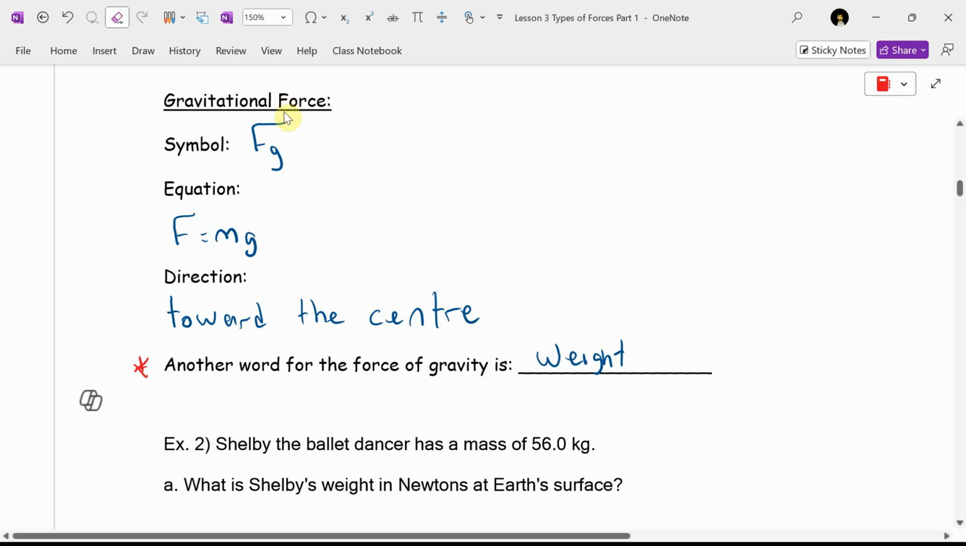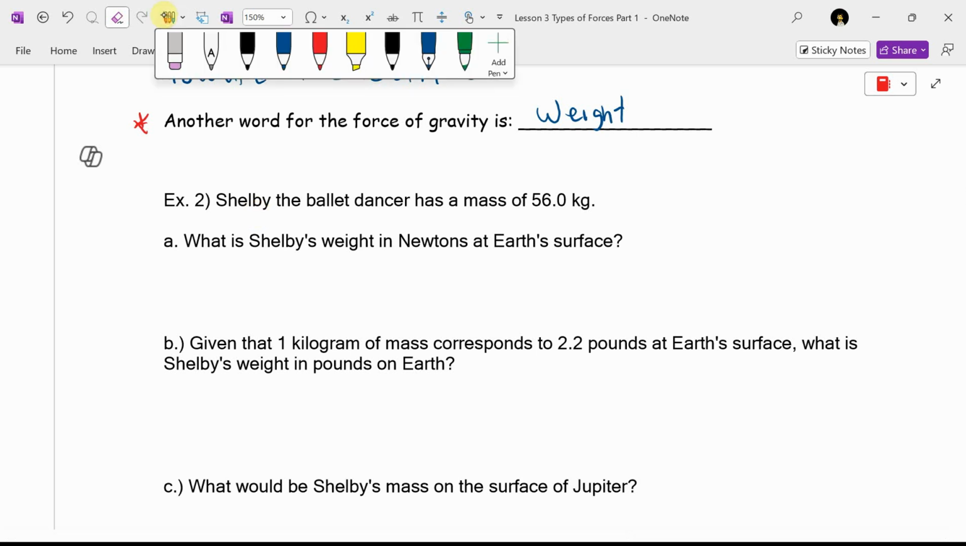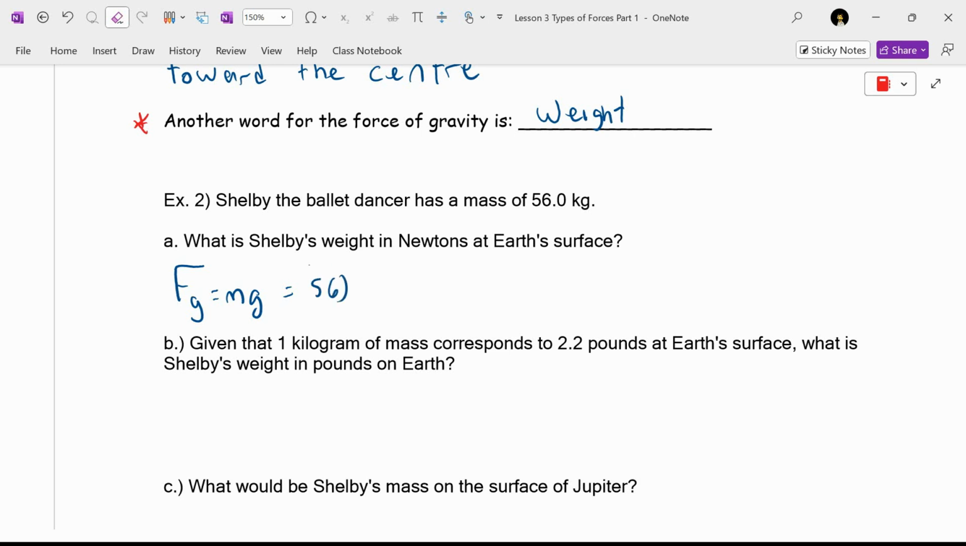So Tristan, let's you and I do example 2 together. It says, Shelby the ballet dancer has a mass of 56 kilograms. What does it want me to find, Tristan? So, another word or synonym for weight is the force of gravity. It wants me to find mg. What's the mass? Good. What's g? You've probably still got it memorized. If not, it's on your green sheet if you forget. Probably about a third of the way down on the front page. When you see it, you'll go, oh, yeah.